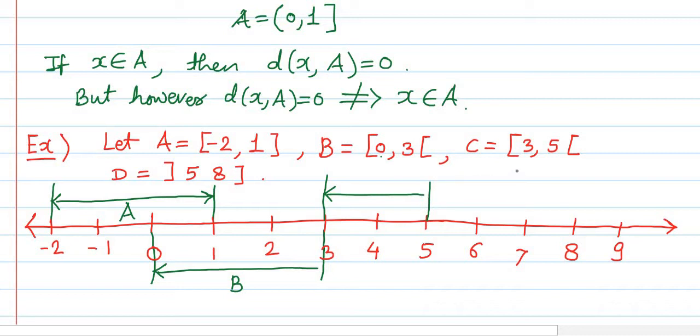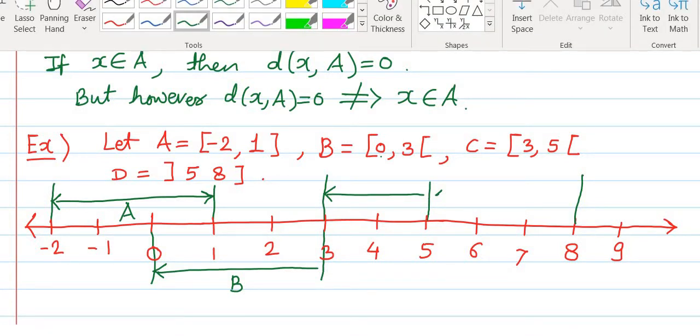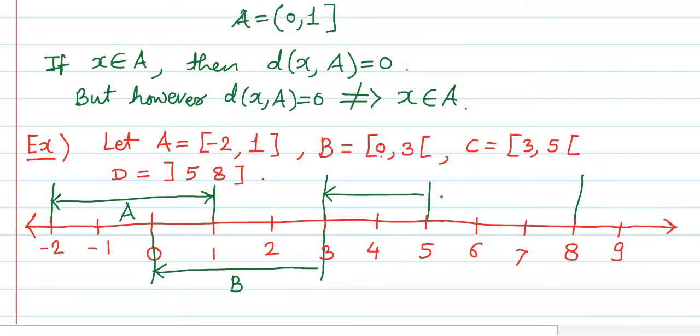And finally, the set D is the semi-open interval 5 to 8. It is open from the left side, which means it is open from the side of 5. So this one is our set D. Like such, we have the sets A, B, C and D.